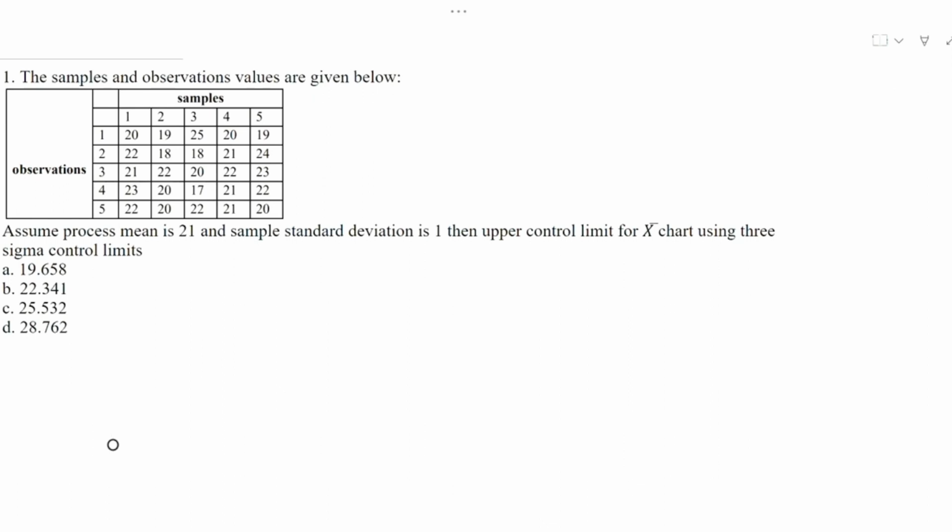The samples and observation values are given. There are 5 observations and 5 samples. So we can assume that the process mean is 21 and the sample standard deviation is 1, and we have to find the upper control limit for the x bar chart using the 3 sigma control limit. Like we discussed, in this 3 sigma control, when we have the mean control chart, we already discussed the formulas for it.